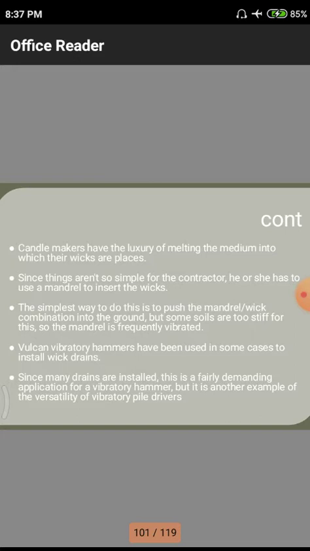Next one, since these are so simple for the contractor to use, a mandrel is used to insert these wicks. A mandrel is a kind of material used to insert into the particular sand wicks. Next one, the simplest way to do this is to push the mandrel-wick combination into the ground, but some soils are too stiff for this, so the mandrel is frequently vibrated.